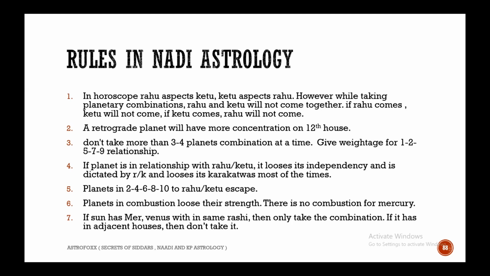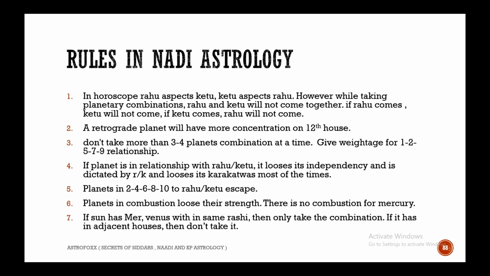Planets in combustion lose their strength. There is no combustion for Mercury, but however, if Mercury is within the same pada, definitely Mercury will also undergo combustion. If the Sun has Mercury and Venus within the same Rashi, then only take the combination. If they are in adjacent houses, then don't take it. Why? Because Mercury is a female planet, Venus is also a female planet. If a person has Sun, Mercury and Venus, you should not tell that your father has more woman relationships.